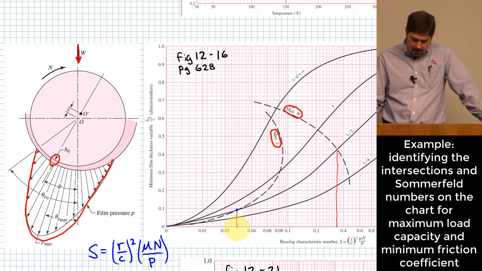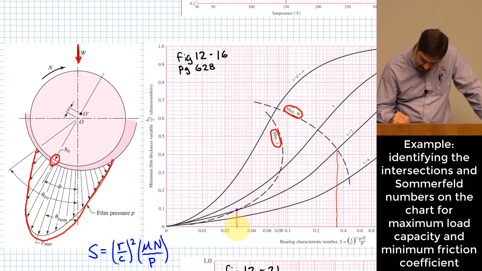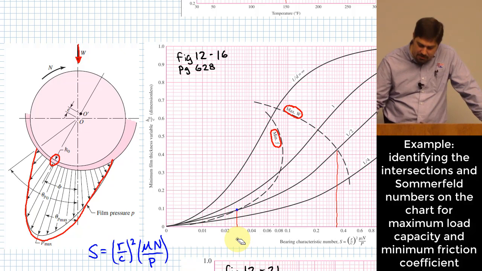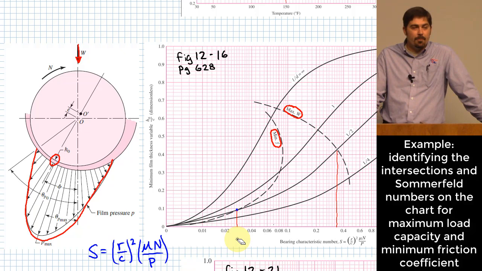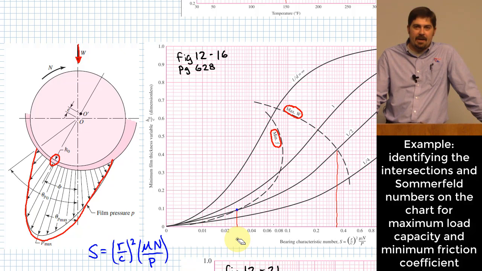All right, so what I'm going to say now is that finding where exactly these lines imply is not easy on these charts because these charts are not printed very well. My hope is that if you ever end up doing actual journal bearing design for something other than a homework problem, you'd end up with better charts than the ones that we have in this text. But we'll go ahead and run with these for now, and I'll show you how to see this.